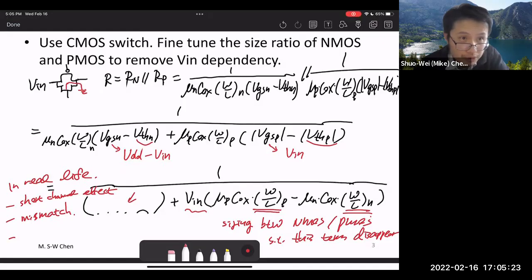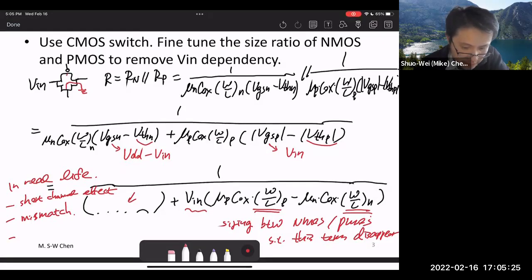The body of the NMOS usually connects to ground, and the body of the PMOS usually connects to VDD, right? If that's the case, please don't forget about the body effect. Unfortunately, the body effect will affect your threshold voltage, so just keep that in mind. It's a weak function, right?